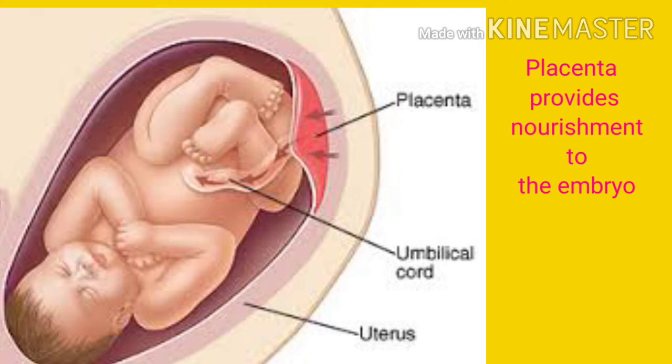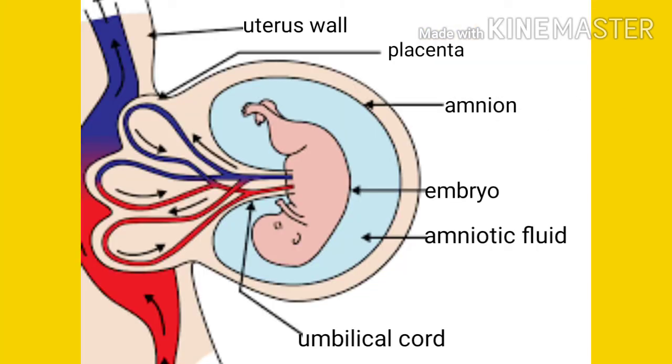The umbilical cord extends from the placenta to the embryo and it transports food to the embryo, and it also transports waste materials from the baby's body into the mother's blood. Now the embryo is enclosed in a sac-like structure called amnion, and amnion is filled with fluid. That fluid is known as amniotic fluid. This fluid acts as a shock absorber and helps to protect the embryo from any kind of damage.